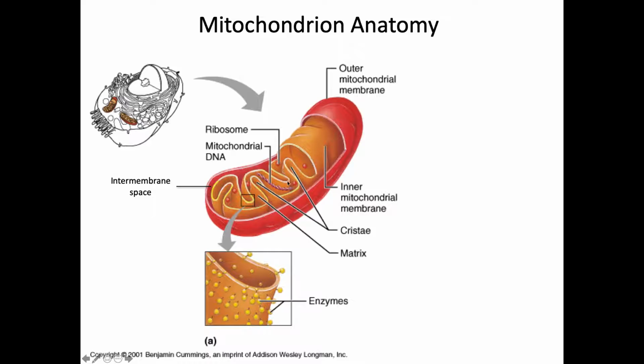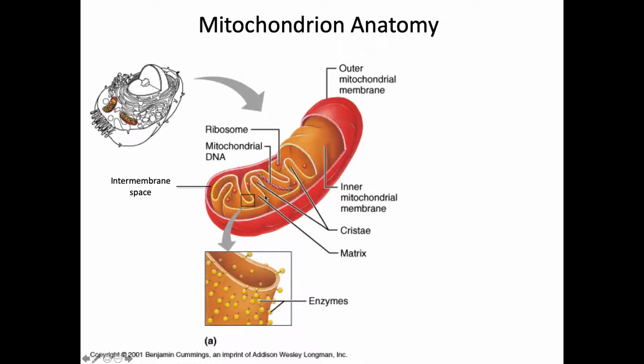And then this inside compartment is called the matrix, the mitochondrial matrix. And then on the inside of the mitochondrial matrix, you have structures. You have DNA, you have ribosomes, and also you have enzymes.